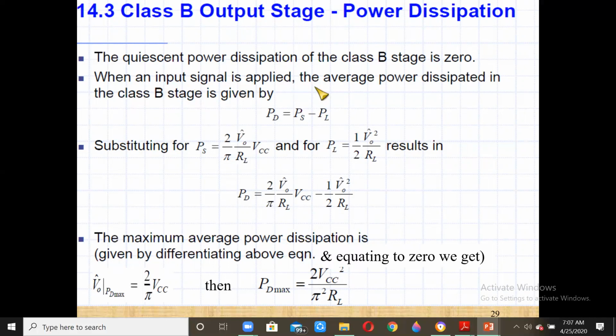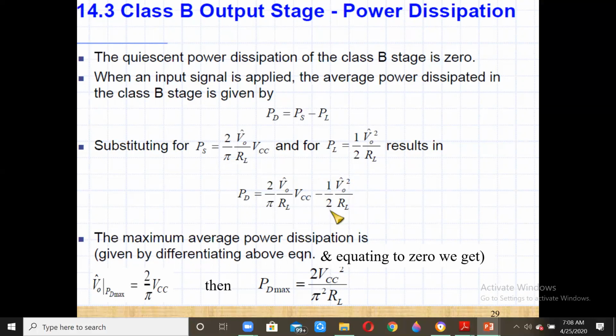So when an input signal is applied, the average power dissipated in the class B stage is PD equal to PS minus PL. PS we know is 2 by pi, V naught by RL, VCC. PL we know is 1 by 2, V naught square by RL. If you subtract both, you get PD. Now, when will this be maximum? The maximum average power dissipation will be when we differentiate this with respect to V naught and equate it to 0. Then you get 2 VCC by pi RL minus 2 V naught by 2 RL.